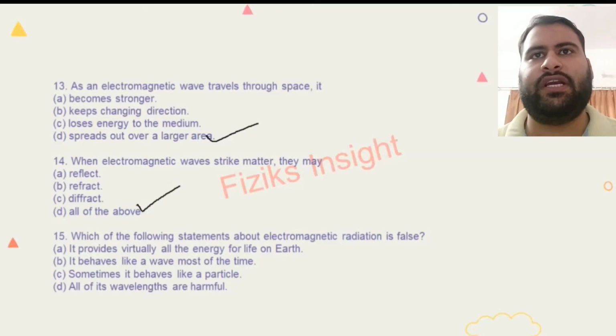Which of the following statements about electromagnetic radiation is false? It provides virtually all the energy for life on earth. It behaves like a wave most of the time. Sometimes it behaves like a particle. All of its wavelengths are harmful.